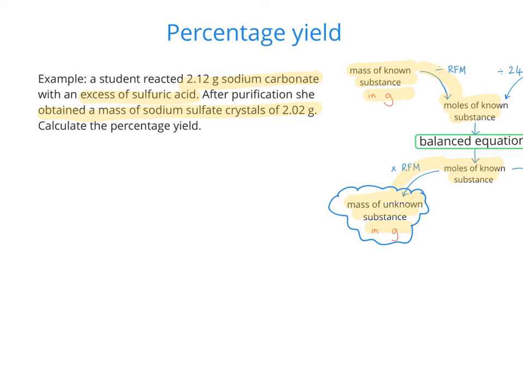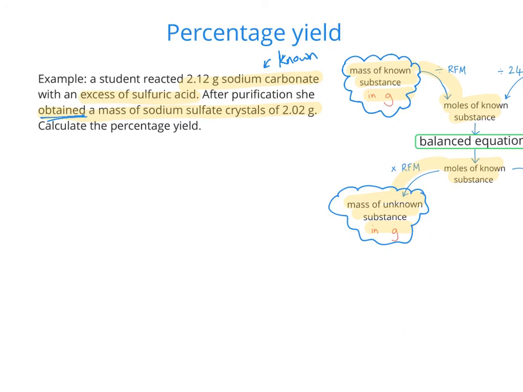2.12 grams of sodium carbonate, that is my kind of known value. That's the thing I'm going to work with, and that's because that's what I reacted at the start. Obtained, I'm going to use that at the end. So that 2.02 is not going to be needed until the end of the calculation. So what I have got is the mass of a known substance.